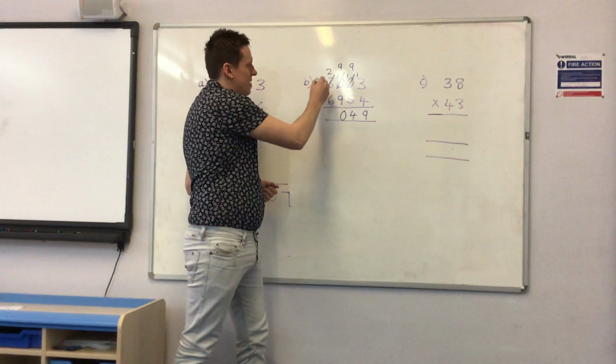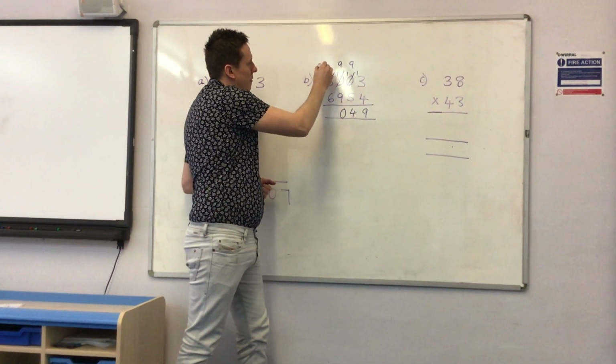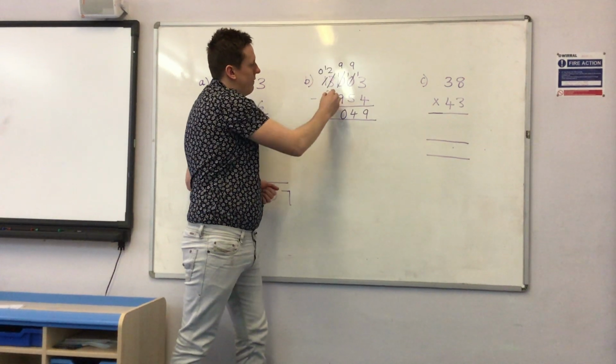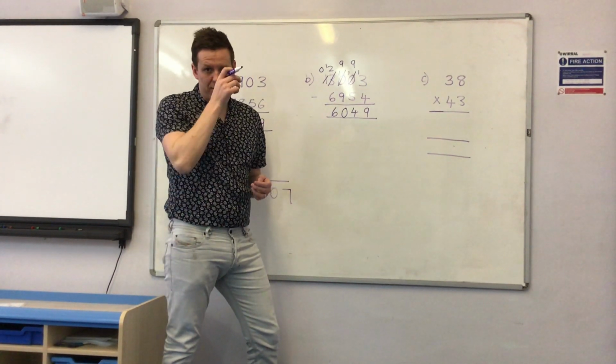2,000 take away 6,000 I cannot do. So I need to exchange again from my 10,000s. Now I have 12,000 take away 6,000, which is of course 6,000.